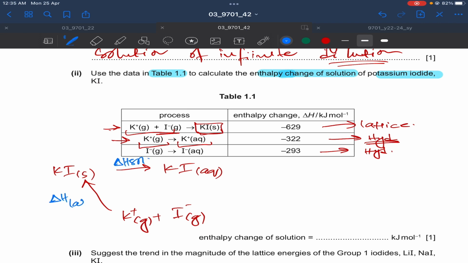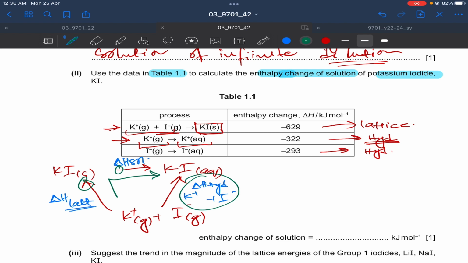This is delta H lattice enthalpy, and the last equation, that is gaseous ions converting into aqueous solution, this is delta H hydration of both potassium and iodide ion. Right, so now you know how to draw the cycle for hydration, solution and lattice enthalpy. Now we want to find out delta H solution. So that means this arrowhead would be added to this one. So let's say if we add these two and equate it with the hydrations.